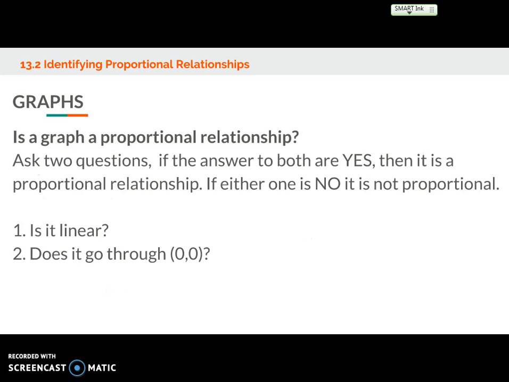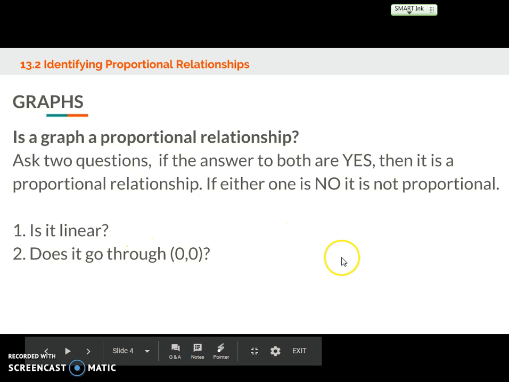When you are given a graph and asked if it is a proportional relationship, there are two questions you have to ask yourself. If both of them are yes, then it is a proportional relationship. If you get a no to either of them, it is not proportional. Here are the two questions. Number one, is it linear? So is the graph a straight line? Two, does it go through 0, 0? Does it go through the origin? If those are both yes, then we know it's a proportional relationship. If not, it is not proportional. Go ahead and make sure you have this information written down.